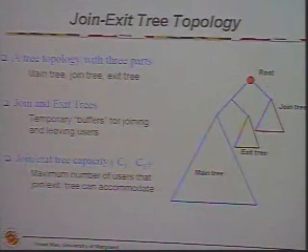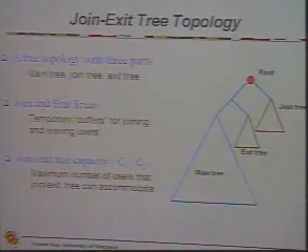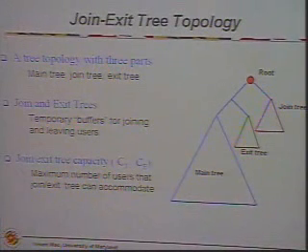This key tree here consists of three parts. It has the main tree, the exit tree, and the join tree. The join tree and the exit tree are just small key trees closer to the root of the key tree, and they serve as temporary buffers for the joining users and leaving users. We define the join tree capacity C sub j and the exit tree capacity C sub e as the maximum number of users that the join tree or exit tree can hold.